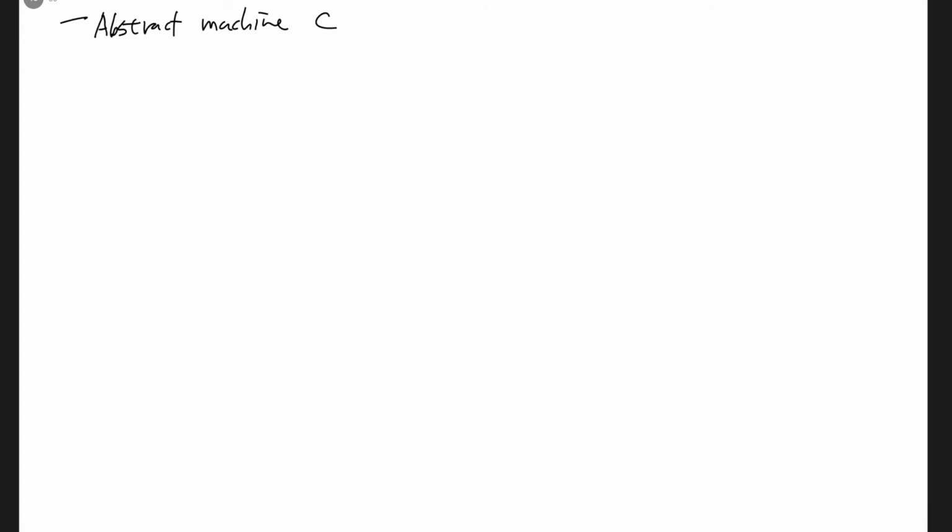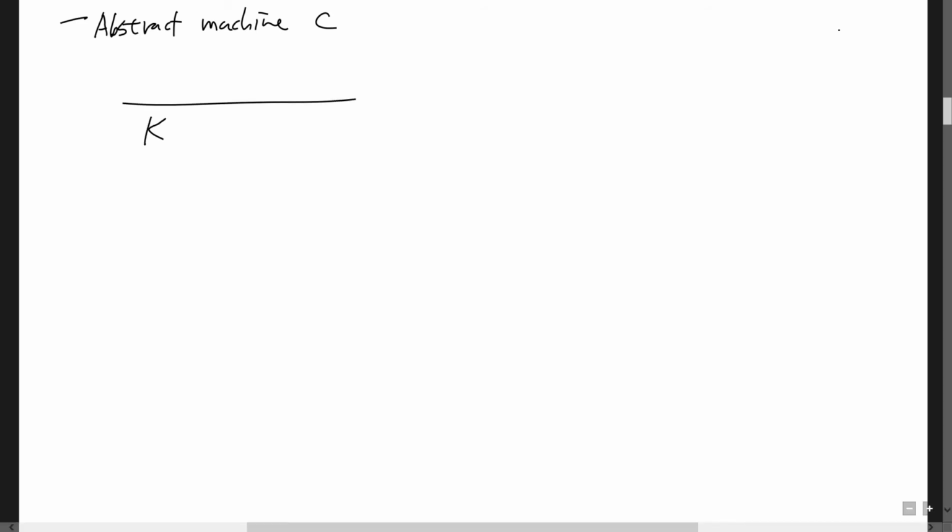The second part of this lecture is about abstract machine C. So let's first recall the reduction rule that we developed in the first part, which is kappa expression E reduced to kappa expression E prime if expression E beta reduced to expression E prime. So this is the reduction beta.